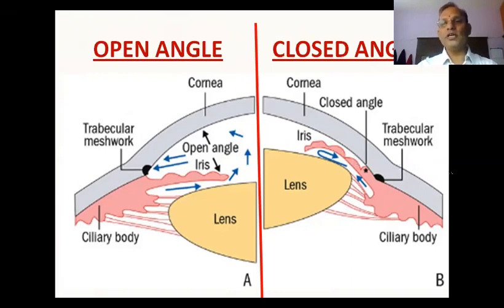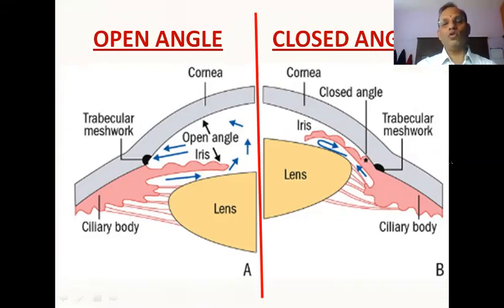I hope you have understood the various anatomical structures, how the aqueous moves from the posterior chamber to the anterior chamber, what is the reason behind calling an open angle or closed angle, and what are the structures in the angle which cause the aqueous to flow out: trabecular outflow and uveoscleral outflow.